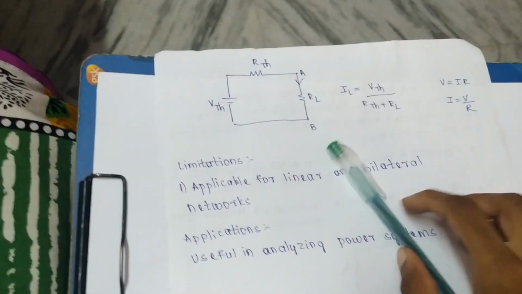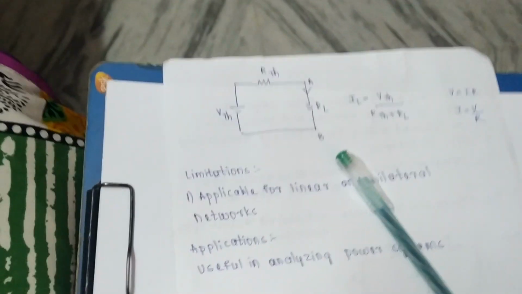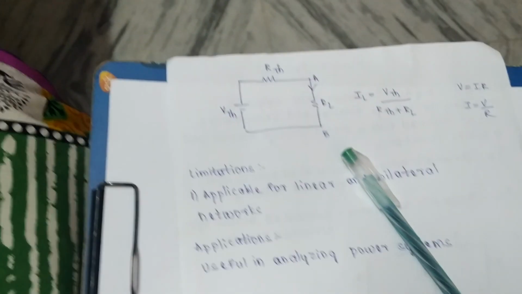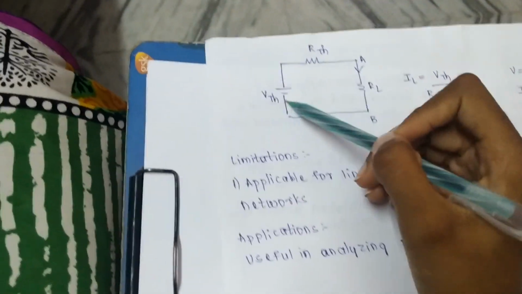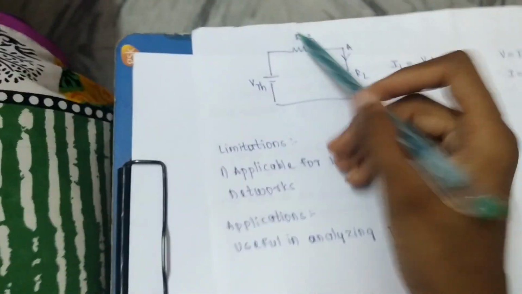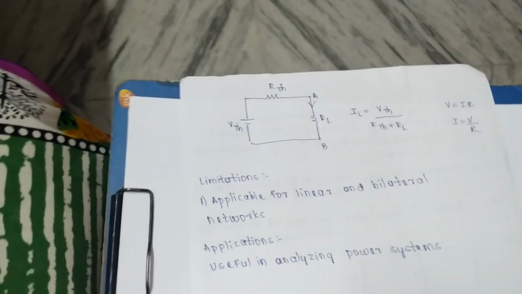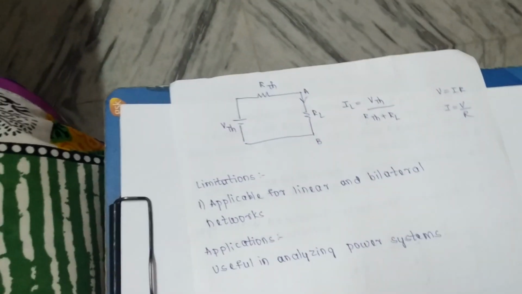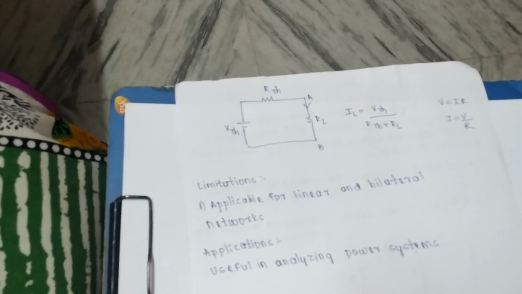So simply, Thevenin's theorem states that any linear and bilateral network with voltage sources and a number of resistances can be simply replaced with a single voltage source and a series resistance. That is known as Thevenin's theorem. The voltage and resistance are both open circuited. So RTH is known as Thevenin's resistance or open circuited resistance, and VTH is known as Thevenin's voltage or open circuited voltage.